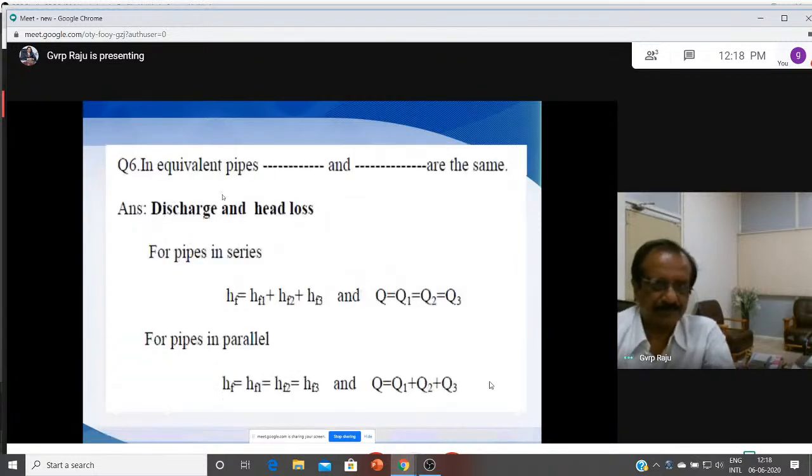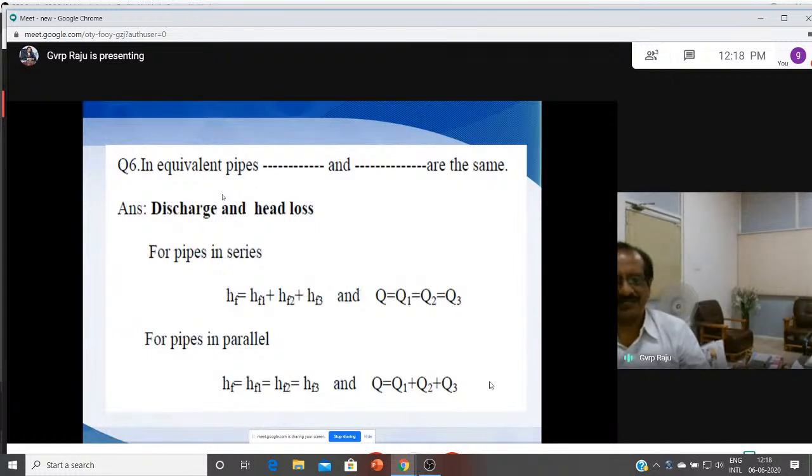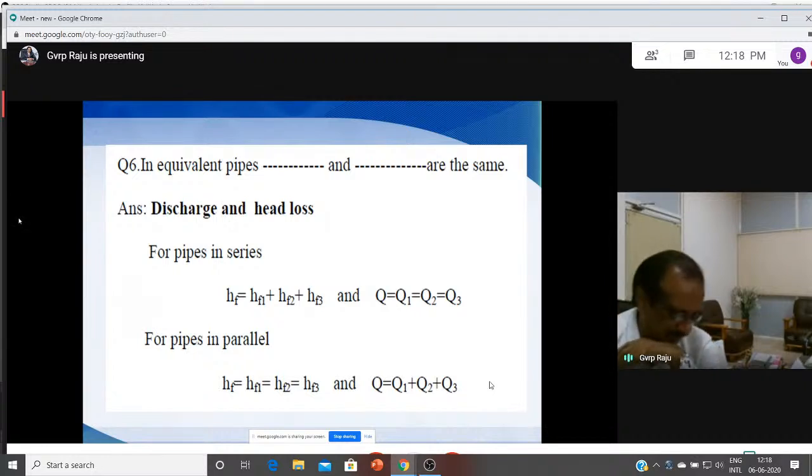In equivalent pipes, discharge and head loss are the same. We have made head loss equal to all the other losses and also discharge. If you see here, for pipes in series, HF is equal to HF1 plus HF2 plus HF3, and Q is equal to Q1 is equal to Q2 is equal to Q3. So for pipes in series, the head loss is equal to the sum of the head losses, and the same quantity Q is flowing through all the pipes. For pipes in parallel, HF is equal to HF1 is equal to HF2 is equal to HF3, and Q is equal to the sum of the discharges. These two are the differences between the equations.